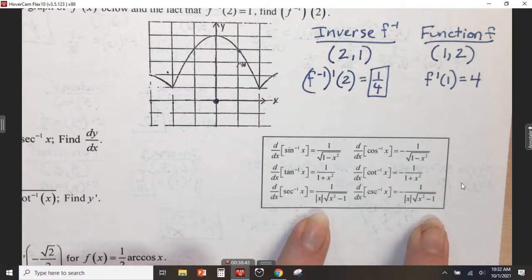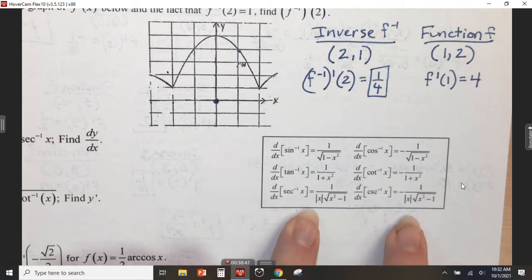Now, I will tell you, occasionally on these bottom ones, you might see it without the absolute value bars around the x, especially in problems that involve context where x couldn't be negative anyways. So just be aware, if you see the absolute value bars missing, that doesn't mean that you're not looking at the derivative of the inverse secant of x. Okay? Usually they're there, but occasionally they're not.